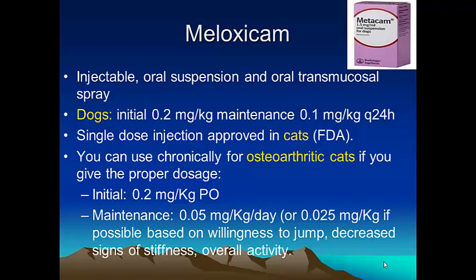Well, basically, if you read their statement closely, I think they mean to look for signs like willingness to jump, looking for overall activity on that cat, less stiffness. It's more difficult, obviously, to assess the degree of arthritis in a cat as compared to a dog, but that's pretty much, I think, what they're looking for.